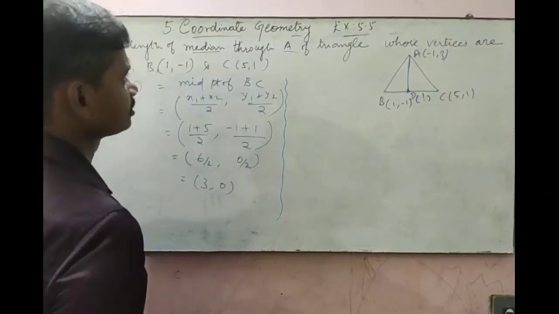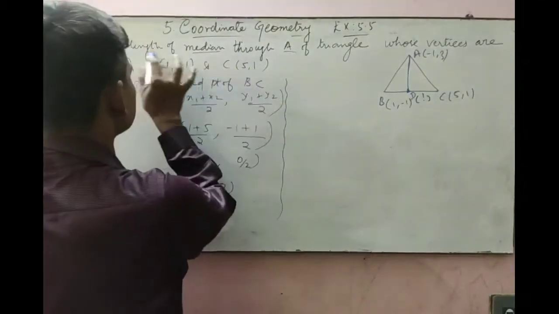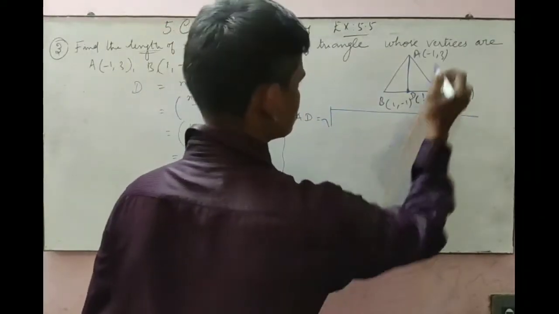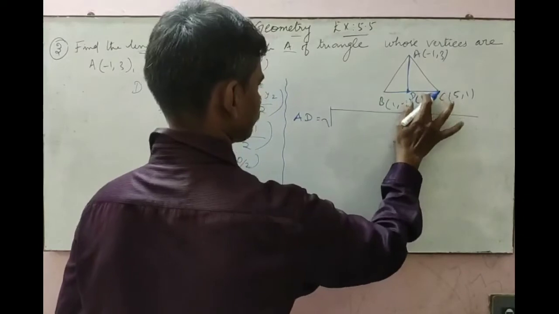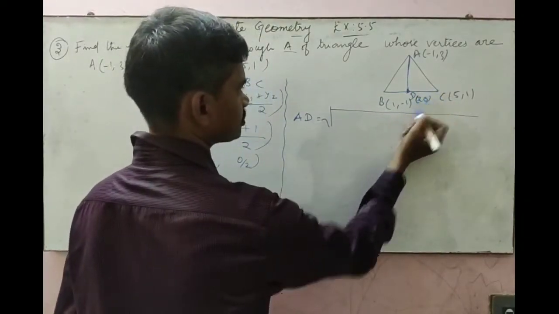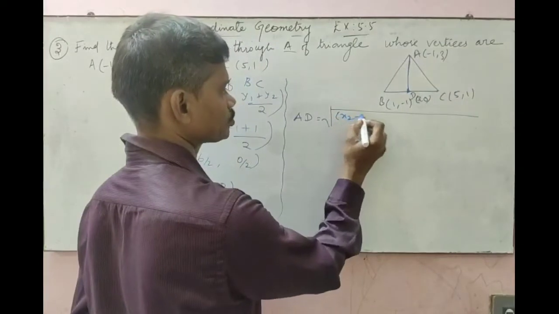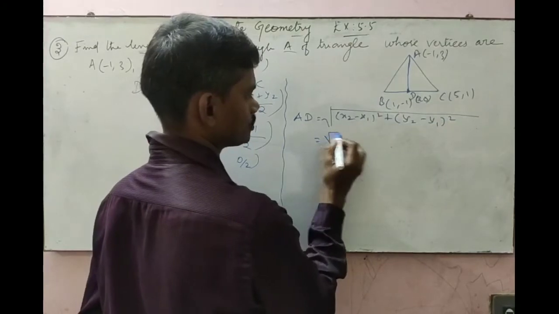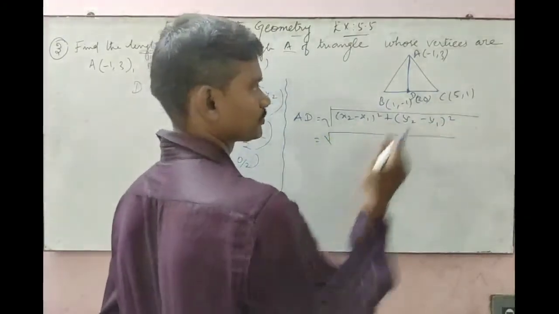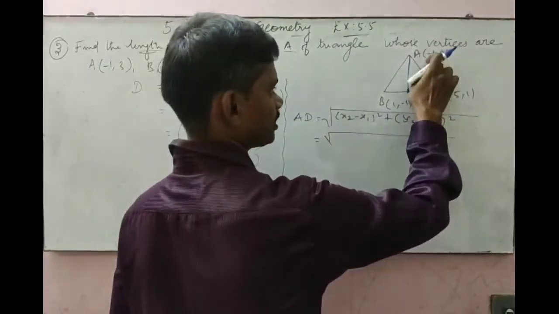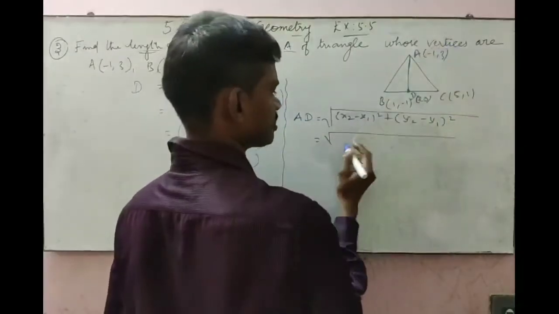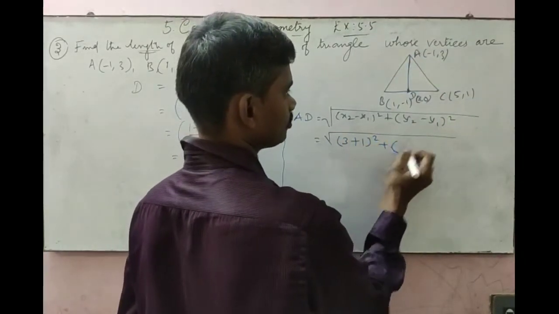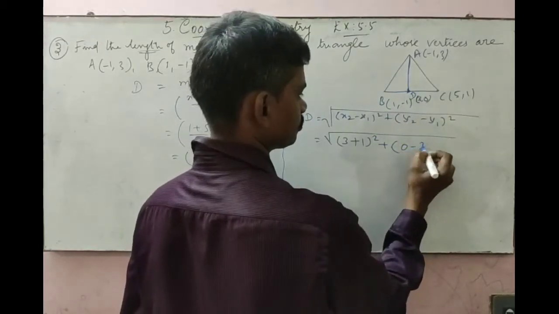Next we have to find the length of the median. Length means distance. So I have to find the distance of AD. So what is A here? (-1, 3). And now I found the value of D as (3, 0). Use the distance formula here: square root of (x2 - x1)² + (y2 - y1)², which we studied in the first exercise 5.1. So here x1 is -1, x2 is 3. So 3 minus of minus 1, minus of minus gives plus, 1 whole square plus y2, (0 - 3) whole square.